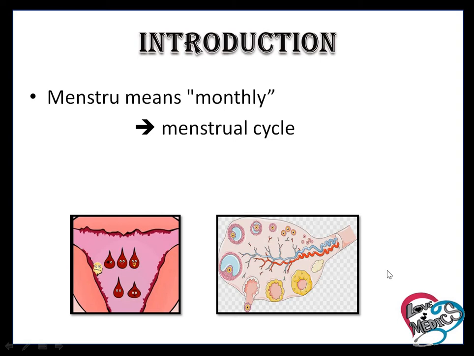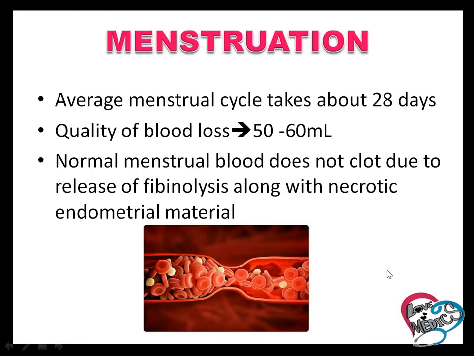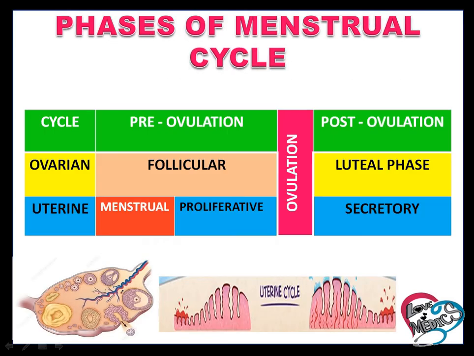The average menstrual cycle takes place about 28 days and the normal menstrual blood does not clot. The phases of the menstrual cycle: it has two phases based on the changes in the ovary, the follicular phase and the luteal phase. First, follicular formation starts and then corpus luteum formation takes place. That's why it is called the follicular phase, and the corpus luteum, that is the luteal phase.